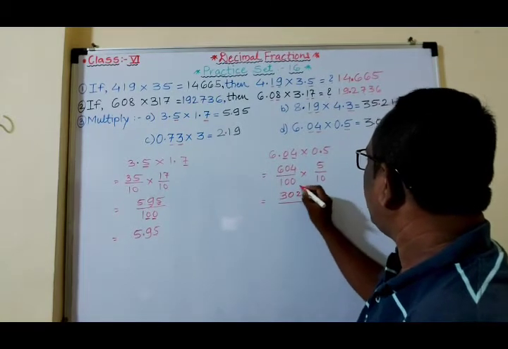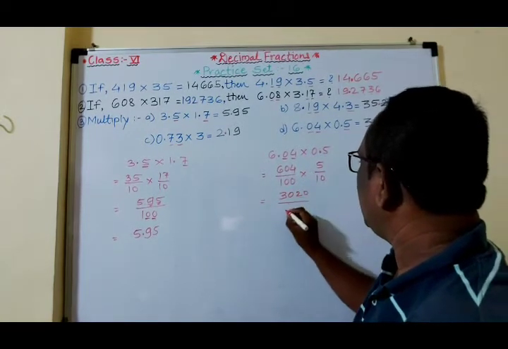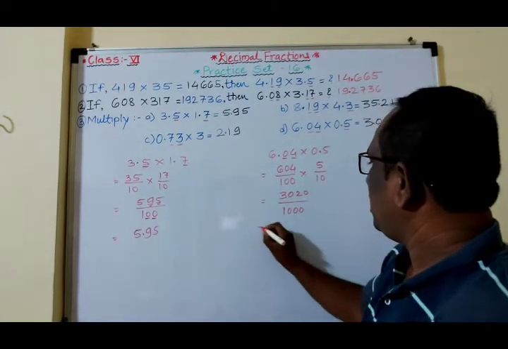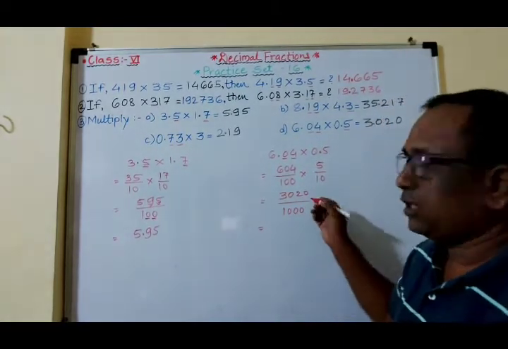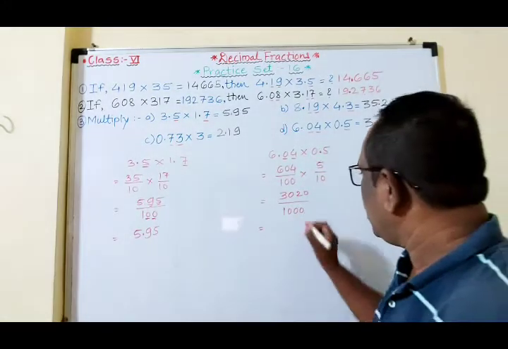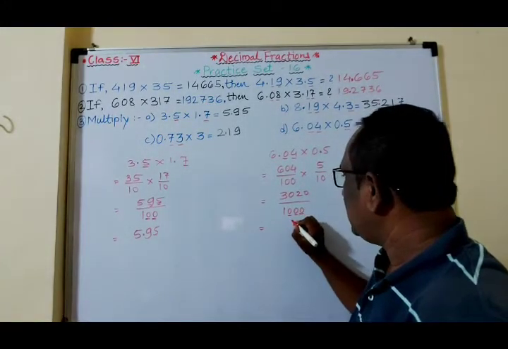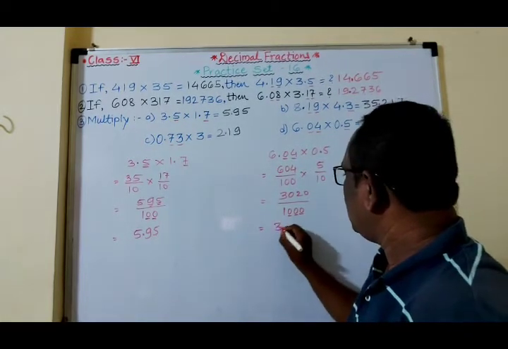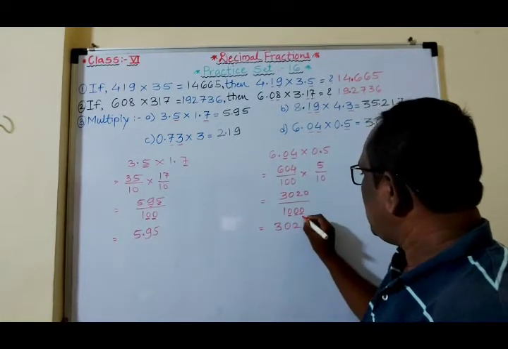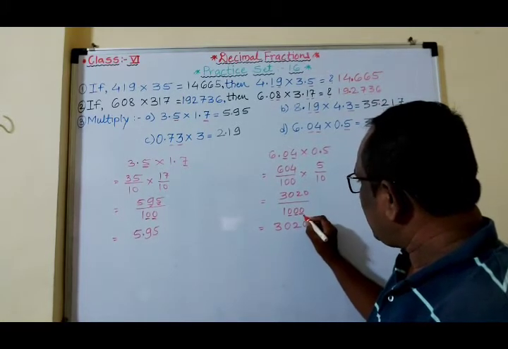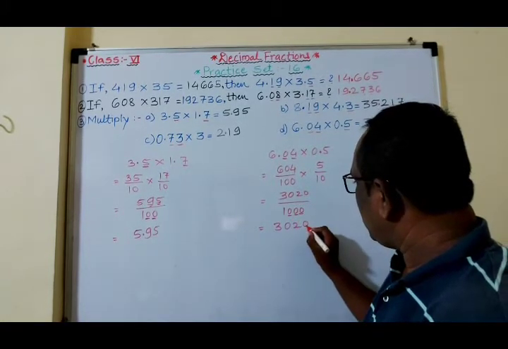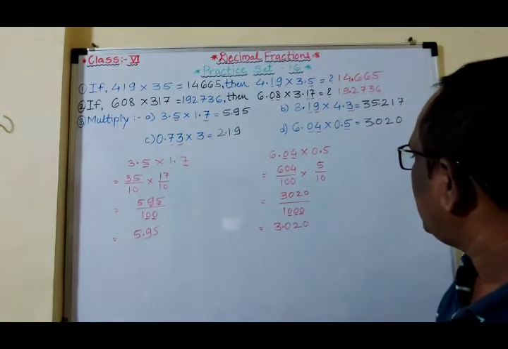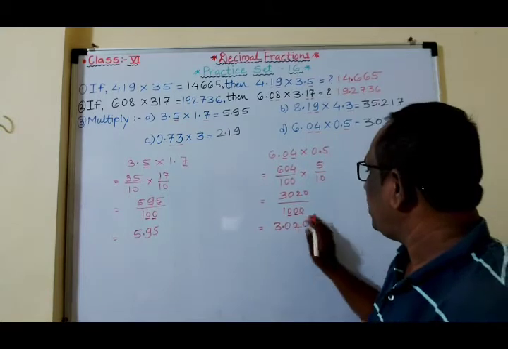Okay, and here 100 times 10 is 1000. Now we have to convert this fraction into decimal form. Here there are 1, 2, 3 zeros, and we have to give the decimal point. So 3020, how do we convert it into decimal? 1, 2, 3 zeros means leave 1, 2, 3 places and give the decimal point. So 3.020 or 3 point.